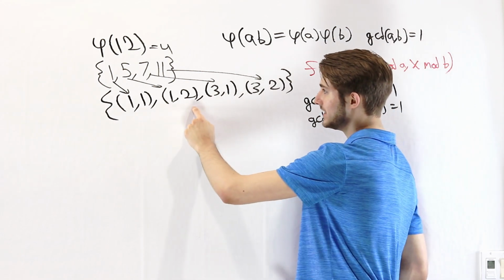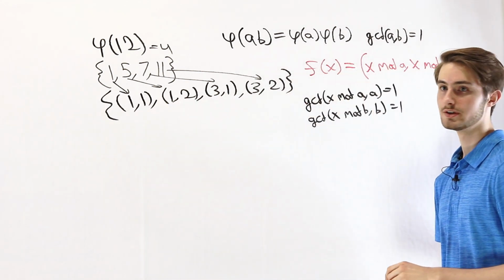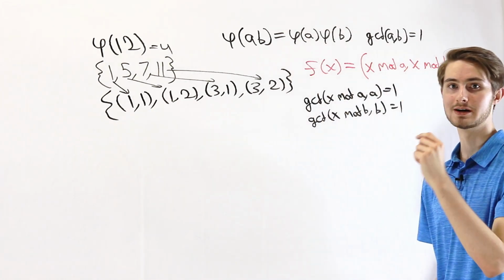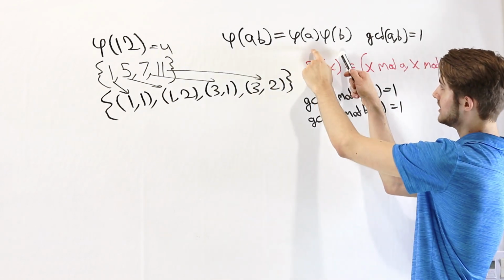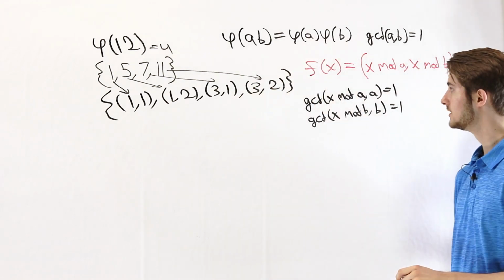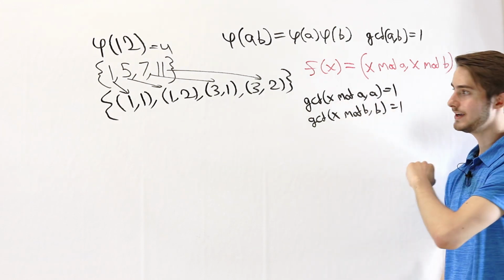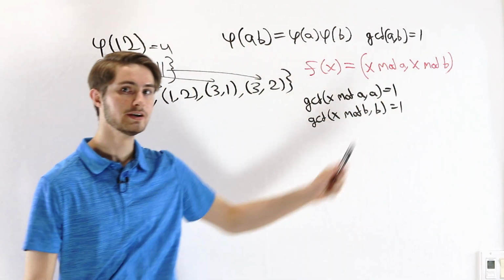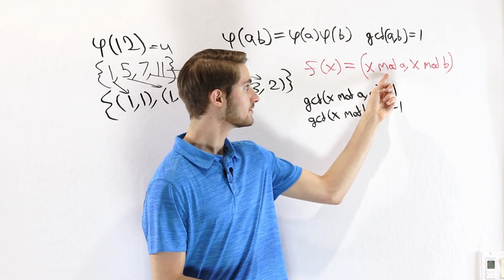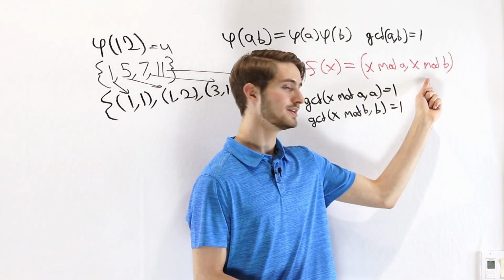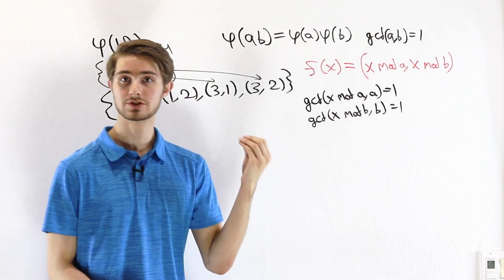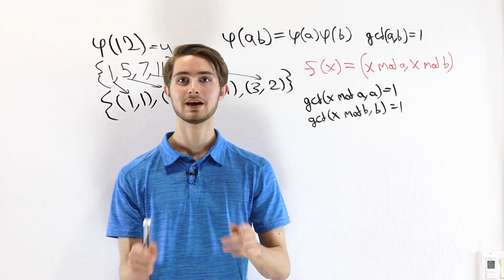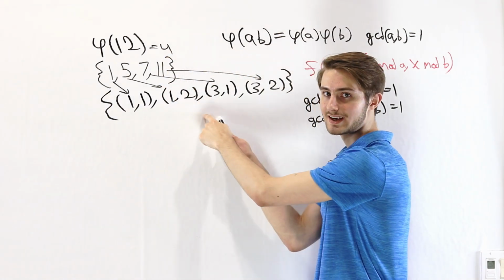Remember that this second set is the set of all ordered pairs where the first number is coprime to A and the second number is coprime to B. That's why the number of elements in there is φ(A) times φ(B). So if x mod A is coprime to A and x mod B is coprime to B, what that's telling us is that this ordered pair gives us a pair of numbers where the first number is coprime to A and the second number is coprime to B. Since we reduced them, mod A and mod B, they're also between 1 and A or B. And therefore, they're going to be in this second set.